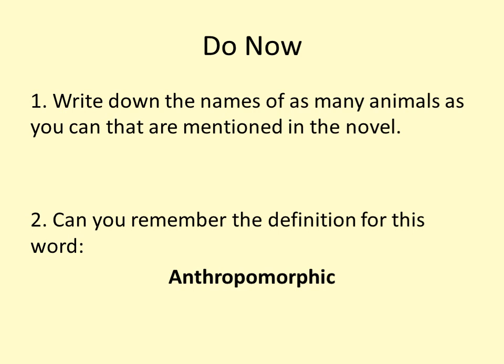So, for your do now, firstly, write down the names of as many animals as you can that are mentioned in the novel. And secondly, can you remember the definition for this word? Anthropomorphic. Pause the video to complete your do now.